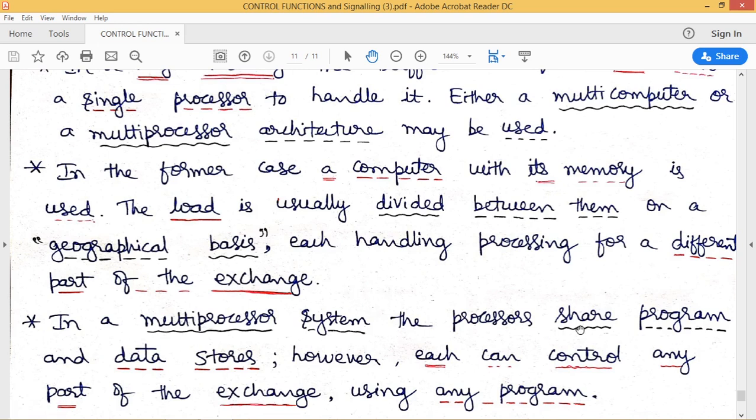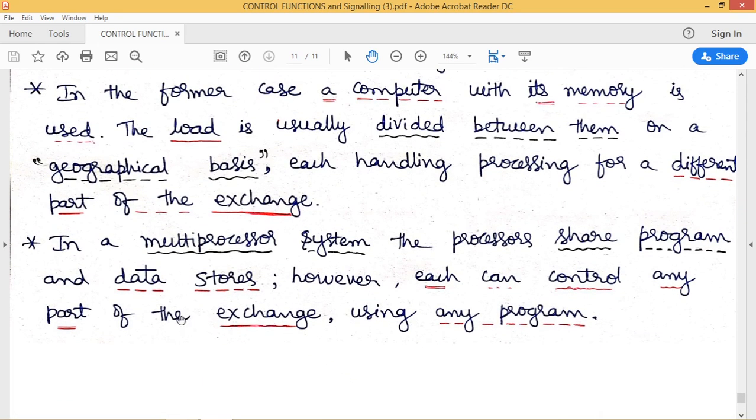It makes use of a shared program. Shared program means a particular program will be stored inside this data store, and that particular program will be used by all the other processors. However, each processor can control any part of the exchange using any program. By making use of that program, they can use any program they want, and they can also control any part of the exchange, handling the calls inside an SPC exchange.